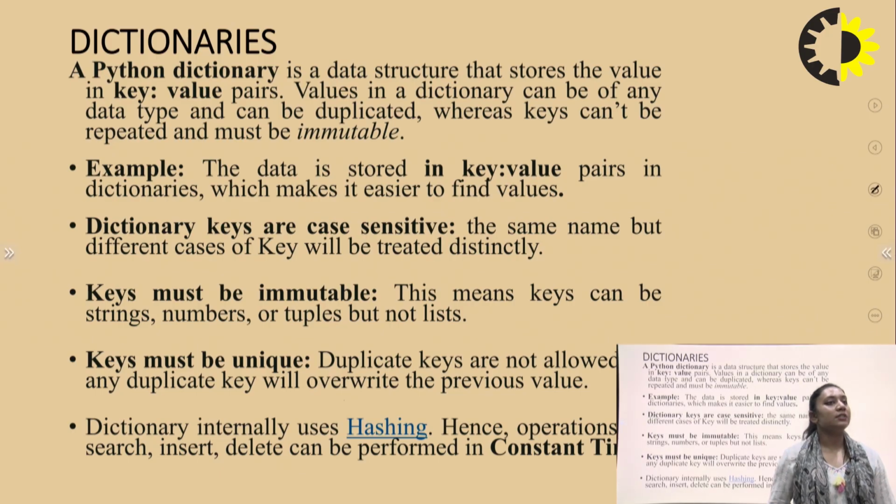Next, let's talk about the dictionary. A dictionary is a type of data structure that can store values in the form of key and value pairs. The values in the dictionary can be of any data type and can be duplicated, whereas the keys cannot be repeated and must be immutable. So if you need to store any type of data in the dictionary, you need the key and value pair formation, right? The keys are case sensitive and must be immutable. They must be unique, and the dictionary uses the hashing function, right? Operations like inserting and deleting are performed in constant time, right?